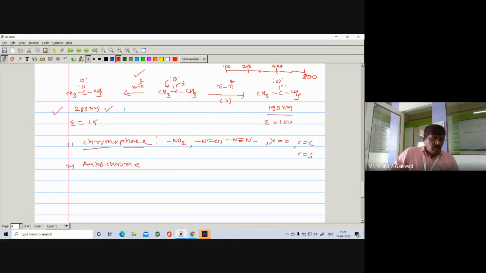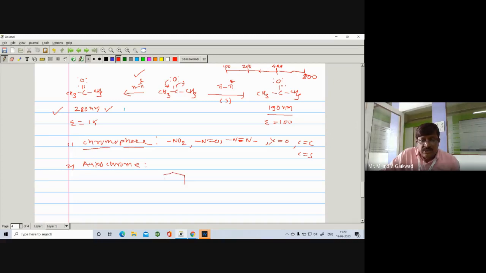Exochrome. Exochrome is a color increaser, right? It increases the color. So these are the functional groups which do not absorb in the UV spectrum. But when they attach to the chromophore, then the lambda max or the wavelength gets increased. It is called an exochrome.